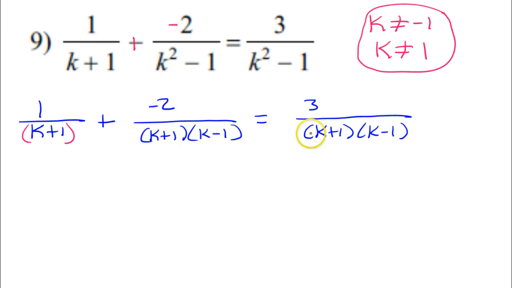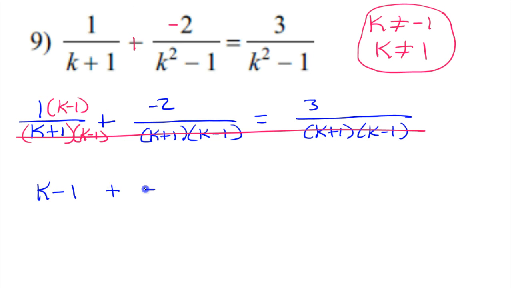All of the denominators have k plus 1. But these two have k minus 1. So this denominator needs a k minus 1. I can do that as long as I put k minus 1 in the numerator as well. Now my denominators are the same, so I can cancel them out and make a new equation from the numerators. So this is k minus 1 plus negative 2 is equal to 3.